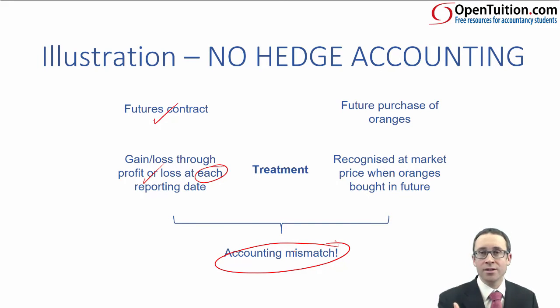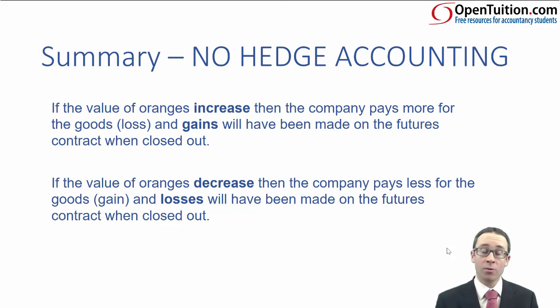When that transaction arises, that might be good then to recognise the gains and the losses. Okay. So, in summary, what we've got with regards to there being no hedge accounting. Remember, no hedge accounting is taking place just yet. If the value of the oranges increases, then the company pays more for the goods. So we've made a loss, haven't we, on the oranges because we've had to pay more. What should happen there is that we then make a gain on the future when we contract it out, okay, or when we close out the contract.